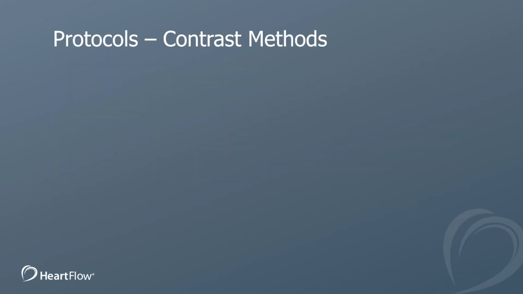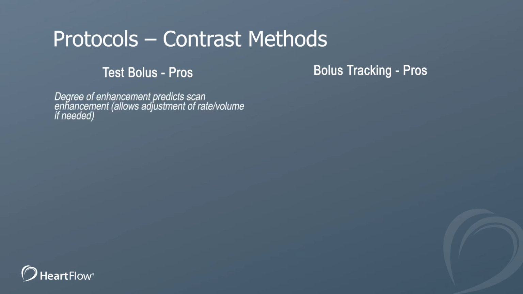There are two methods of contrast injection for coronary CTA. One is test bolus, and the other is bolus tracking. Let's go over the pros of each of those methods. With a test bolus, one of the advantages, we can actually get a sense of how much enhancement the patient is going to predictably have on their main scan. In other words, the degree of enhancement on the test bolus predicts the degree of enhancement on the main scan.